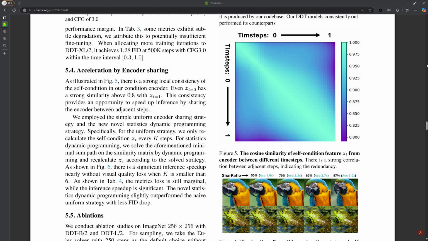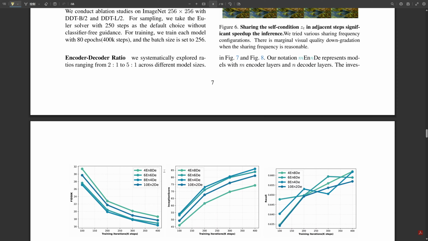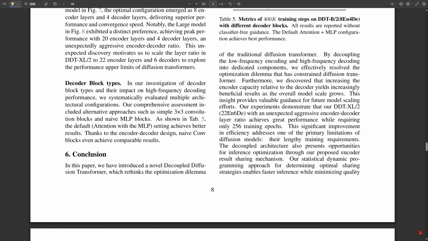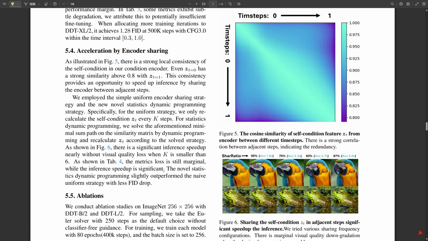Dynamic programming. Okay, sounds computational. It is. They frame finding the recalculation steps as a classic optimization problem, finding a minimal sum path. They basically calculate how similar the self-conditioned features are between different potential steps. So they measure the actual change in semantic understanding. Right. Then they use dynamic programming to find the sequence of recalculation steps that minimizes the quality drop, the FID score increase, while maximizing the sharing.